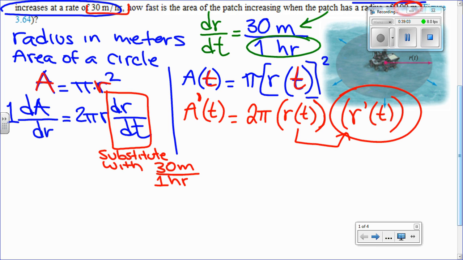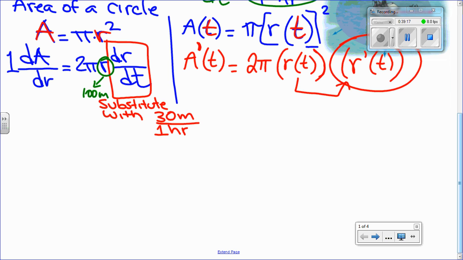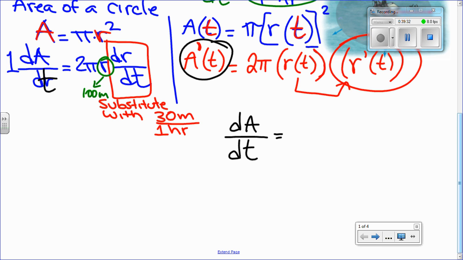And then, what else could we substitute? Very good. So then we substitute radius here with 100 meters. Let's go ahead and do that to solve the problem. And so that will be dA, so the area is changing. And I should say dt here, my bad. Right? Because the derivative for this one, it should be dA/dt. The change of the area with respect to time, not dr. Okay? So that was wrong from my part.